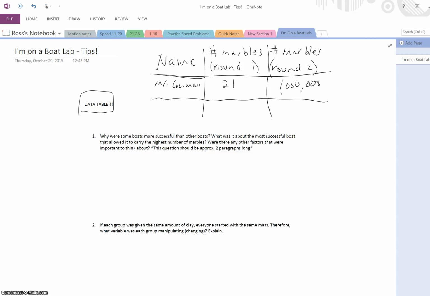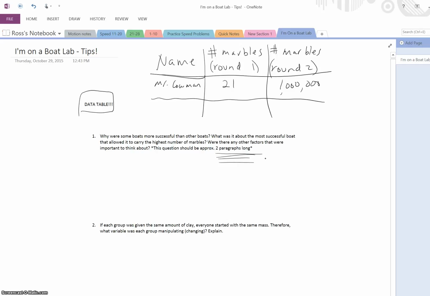Question one, why were some boats more successful than other boats? What was it about the most successful boat that allowed it to carry the highest number of marbles? Were there any other factors that were important to think about? This question should be approximately 2 paragraphs long. So I'm going to draw your attention to that information. This means that this is the most detailed question you are writing in this lab report. You should be spending some significant time here. If a paragraph is somewhere between 3 to 6 sentences, you're going to have somewhere between 6 to 12 sentences written up in 2 paragraphs answering this question.